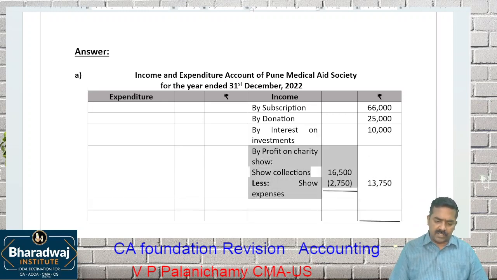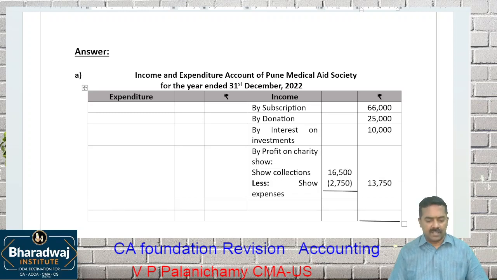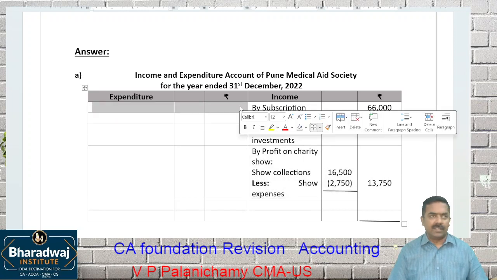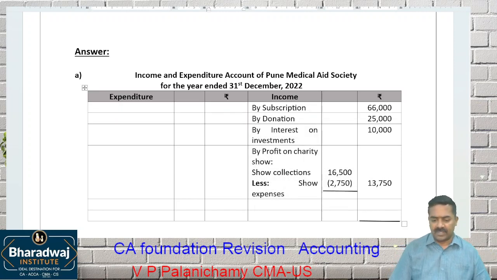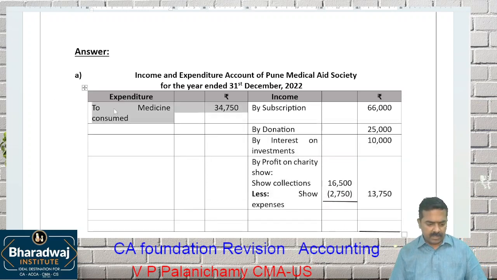Charity show collections 16,500 minus expenses. Like this you can take, or collections you can show on the credit side and expenses you can charge on which side? That way also you can do. Collections on the credit side, expenses on the debit side, can we put it that way? Yes, you can. Your net answer will be the same. Then medicine consumed we worked out. How much? 34,750.